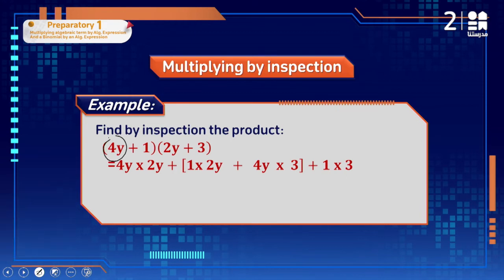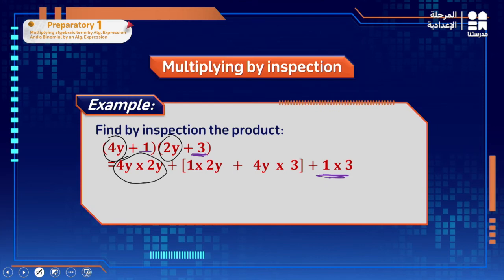Okay, first times first. So 4y times 2y. The second one here, no need. I'm gonna circle it to have the same sign. Will give us this one. Then second times second, I'm gonna use the purple line. So 1 times 3 equals 3. So first times first, second times second.